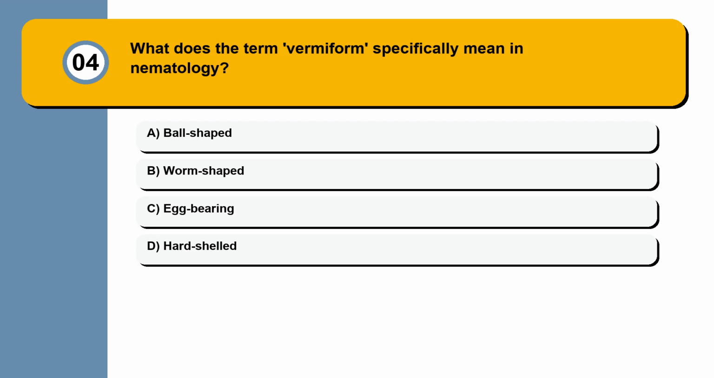Question 4. What does the term vermiform specifically mean in nematology? Ball-shaped, worm-shaped, egg-bearing, hard-shelled.